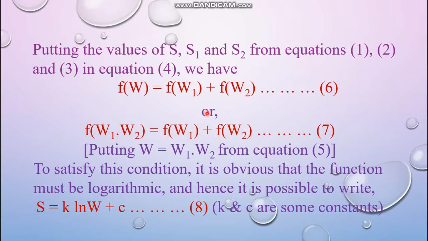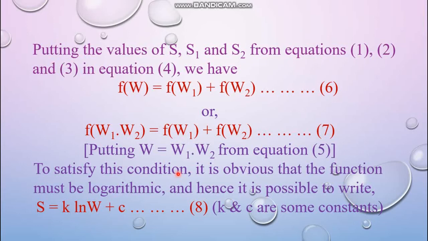This type of property is possible only when it's a logarithmic property. As for example, log xy is equal to what? It is log x plus log y. So only for logarithmic relationship this is possible. Now you cannot directly say that S equals ln W. You have to add some constants with that, like adding some spice, to make it more tasty or to make it more logical.